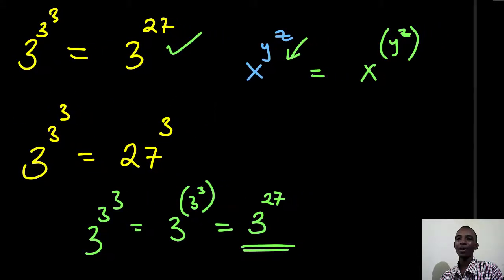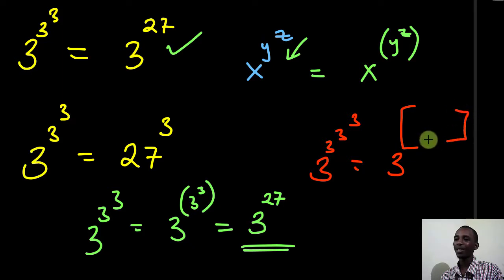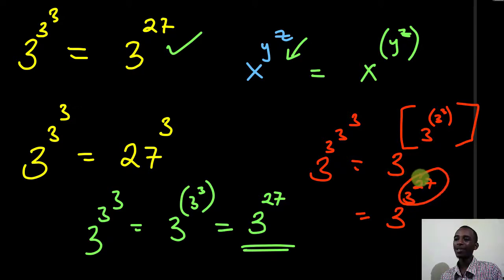For example, if I had 3 to the power 3 to the power 3 to the power 3, what does that become? That would be 3 to the power, open a big bracket here, 3 to the power 3 to the power 3. So I have to begin by evaluating that. That would be 3 to the power 3 to the power 27. Then I have to get what this is, and then I raise all that to the power 3.